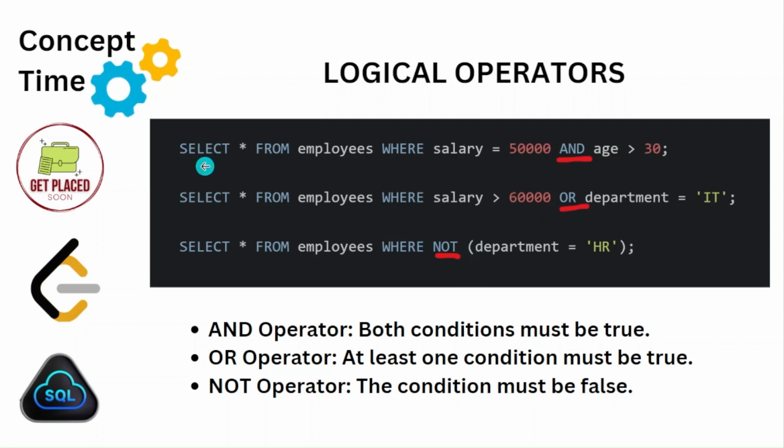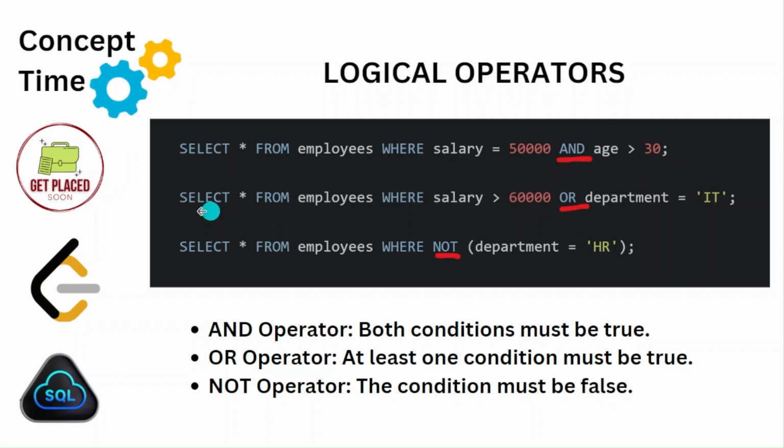So here in the example, you can see we are selecting all columns from the table named employees, where we have the first condition, salary is equal to 50,000 and age is greater than 30. So when you mention the AND logical operator here, it means both conditions must be true. Salary equal to 50,000 must be true and age greater than 30 must be true. Only those records which satisfy both conditions are retrieved. Right? So that is the use of AND.